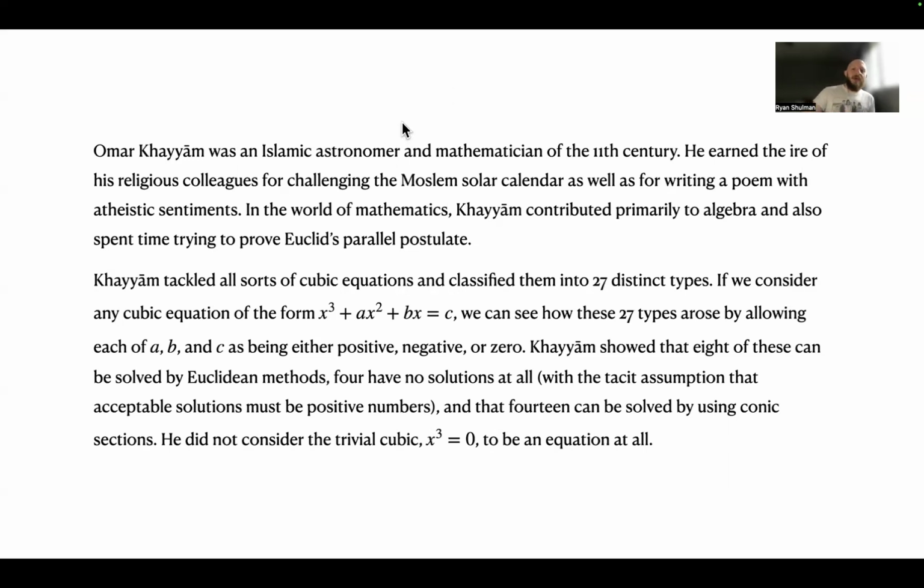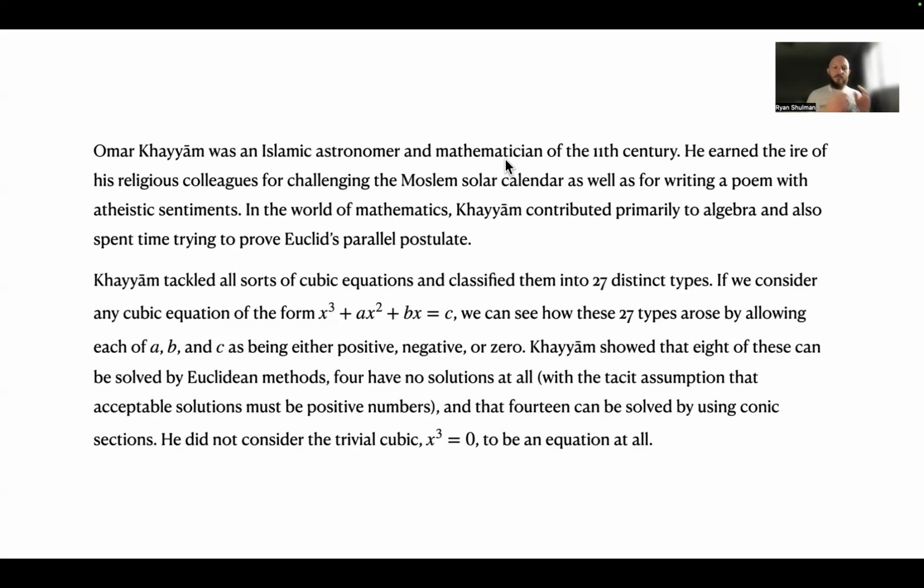In the world of mathematics, Khayyam contributed primarily to algebra, and he also spent some time trying to prove Euclid's parallel postulate. Very notable in his work within algebra was that he tackled all sorts of cubic equations, at least what he considered to be cubic equations, which was any cubic equation that had one as the coefficient for the cubed term.